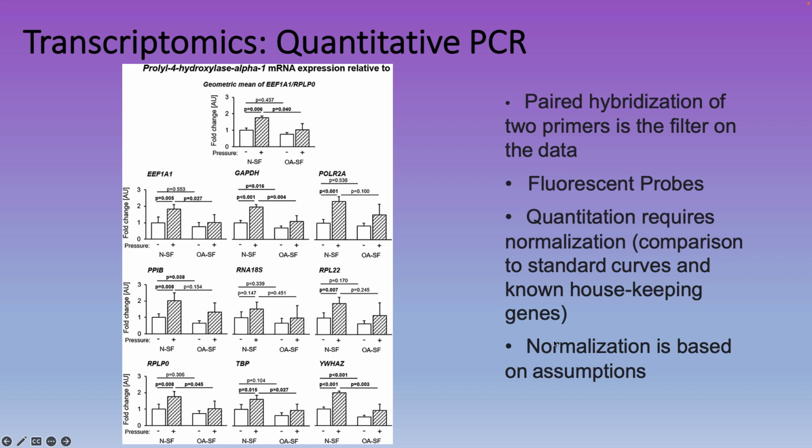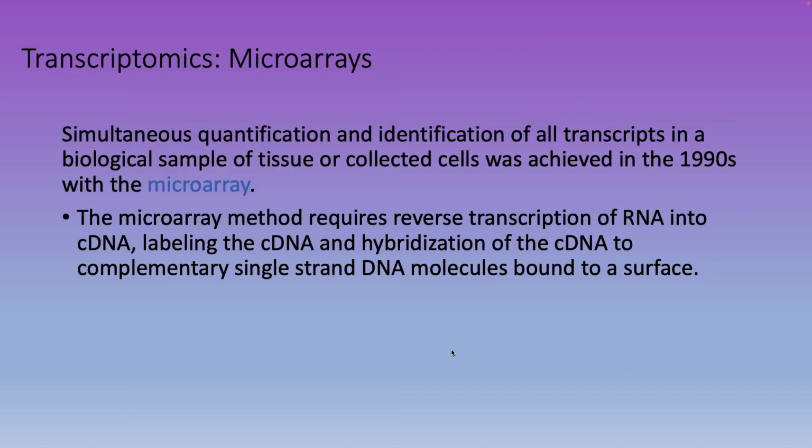There are some other normalization assumptions that you have to make in this process, but it's a pretty accurate way, perhaps what we would consider to be the gold standard for estimating RNA concentrations if done well.